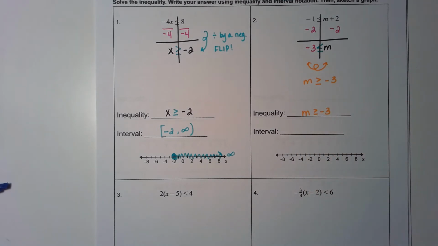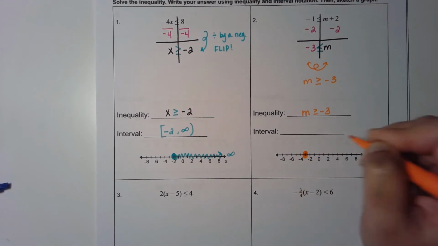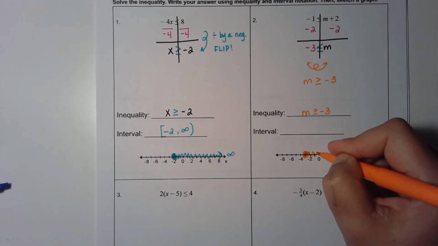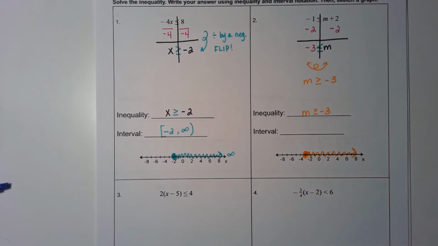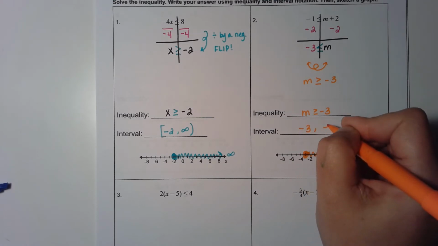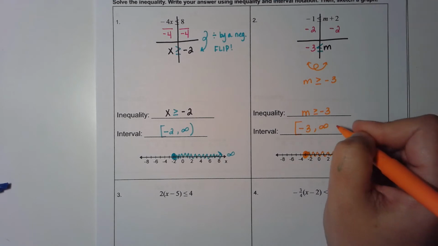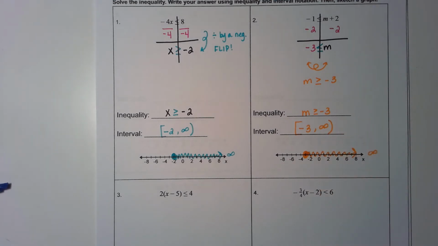Now, the reason I might want to do that is because it makes it much easier to graph. So greater than or equal to -3 means a closed circle on the -3, shade to the right. My interval notation is going to be -3 comma infinity. And then I'm going to use a bracket because it's a closed circle and a parentheses.